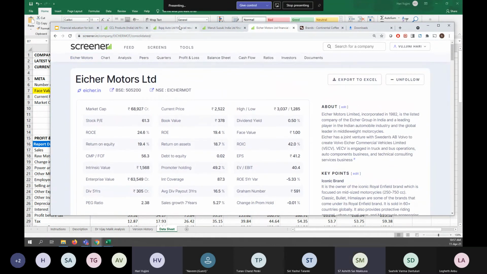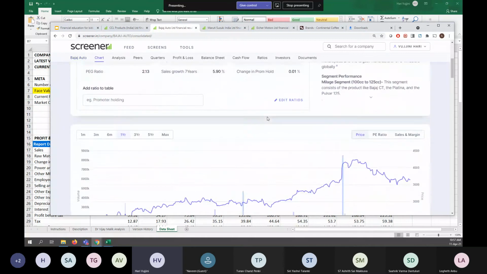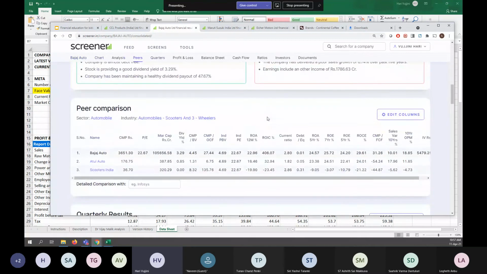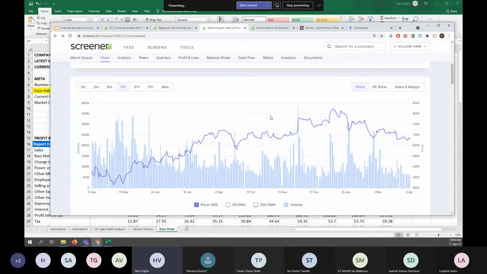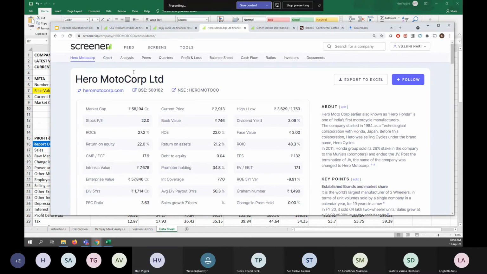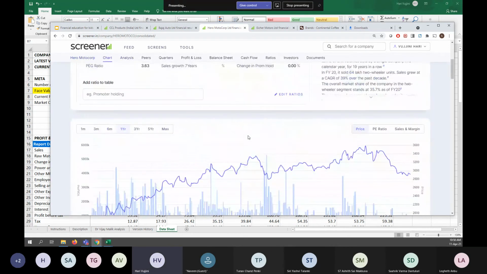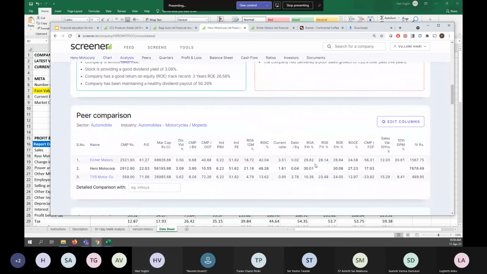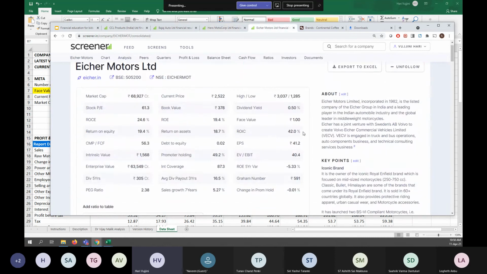So let's look at these three companies, which are in a similar business. Let me look at the debt to equity. Bajaj Auto, they don't have any debt. That's good. 0.01 is almost nothing, right? Hero Motor Corp also doesn't have much debt. That's good. So they don't borrow much money.